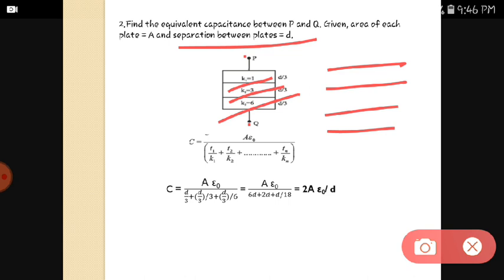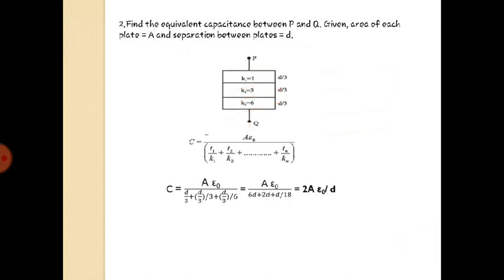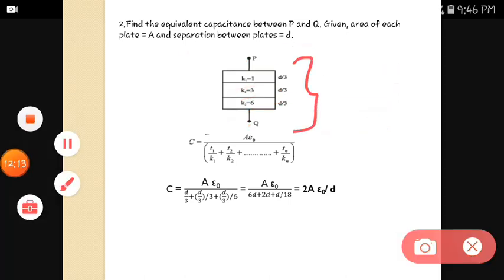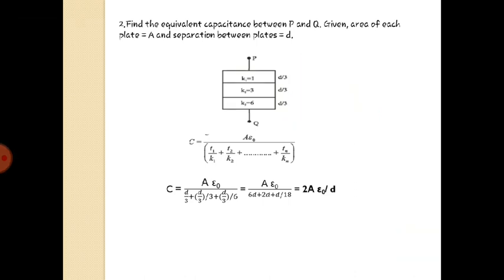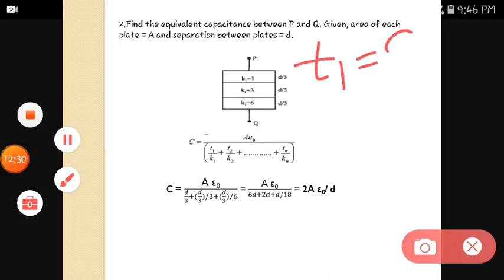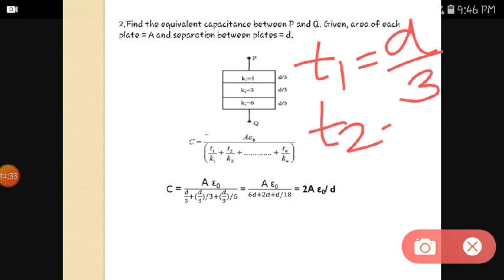We have studied that when a number of dielectric slabs are connected, they look just like they are connected in series. And as the distance between P and Q is D, and there are 3 sheets, it will be divided into D by 3, D by 3 and D by 3. So we have the values for the thicknesses, T1, T2 and T3. What is T1? It will be D by 3. What will be T2? It will again be D by 3. What will be T3 over here?